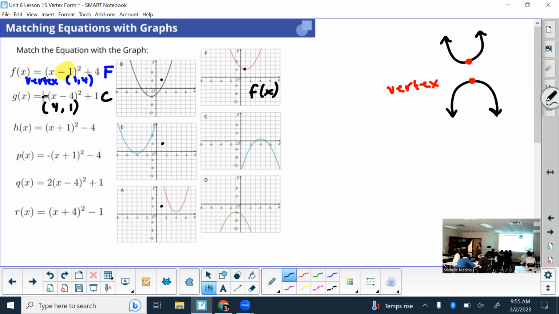All right, so that means really I'm looking between 2 options. These are the only ones that open downward. The only one that has the right vertex is C. So yeah, G of X is C.